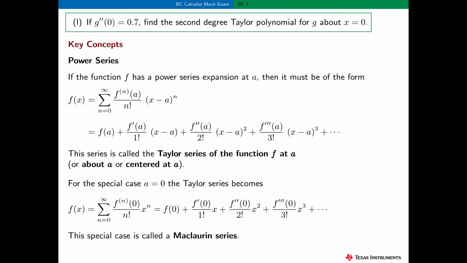In the last part of this free response question, we're given some extra information about g double prime of 0. And we need to find the second degree Taylor polynomial for g about x equals 0.